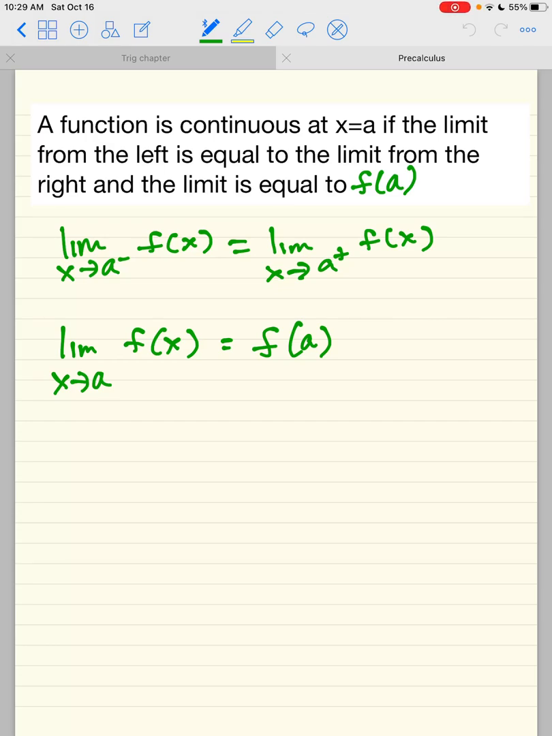Hey guys, welcome back. In this lesson, we're going to talk about a continuous function and what makes a function continuous. Okay, we're going to talk about the three different types of discontinuities.